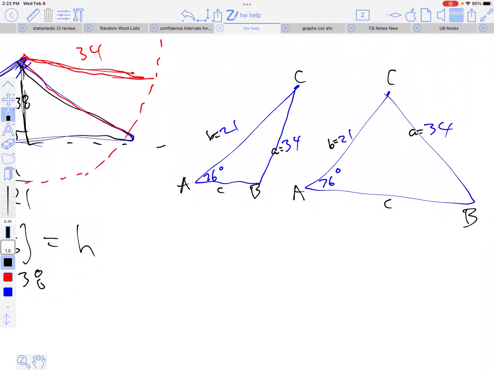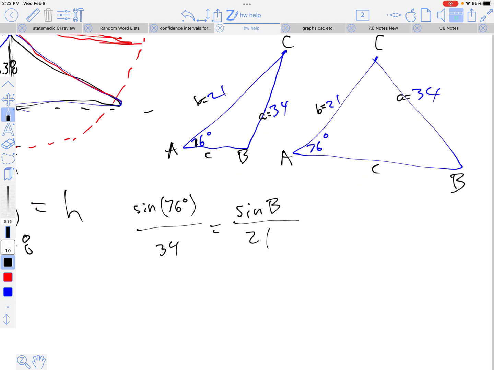So as I do law of sines, since I have all the stuff for A, that's a 76, by the way, I'll have sine of 76 over 34 equals sine of B over 21. So I put that in my calculator. I have sine 76 divided by 34. I multiply it by 21, and then I take inverse sine of that, if you remember, and I get 36.82 degrees.